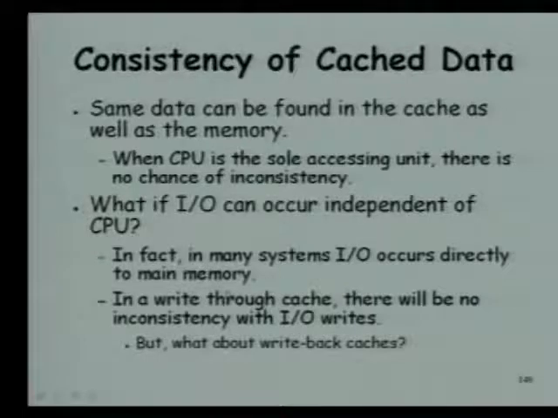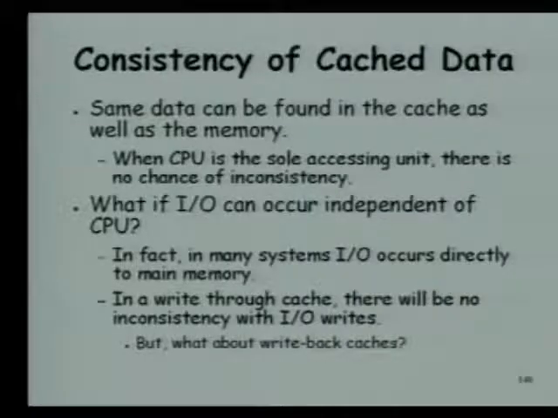So, if it was a write through cache, there will be no inconsistency with I/O writes. I mean, you are writing to the I/O, because the cache and the memory are always up to date. In a write through cache, whenever we update the cache, then simultaneously we update the memory. And I/O devices are directly accessing memory, so I/O devices get the latest data that is also there in cache.